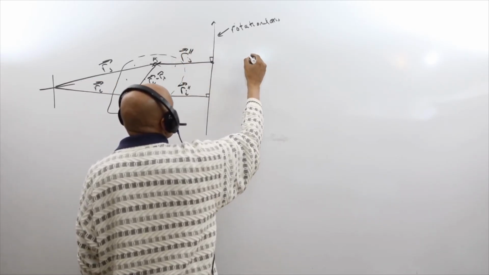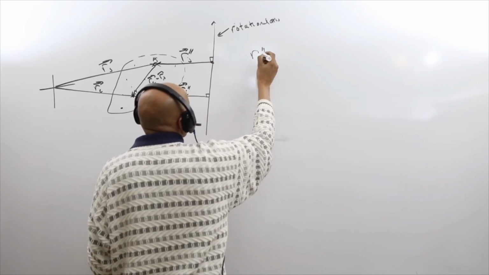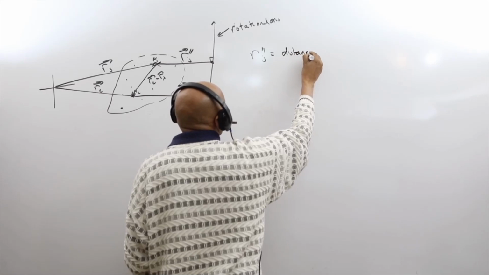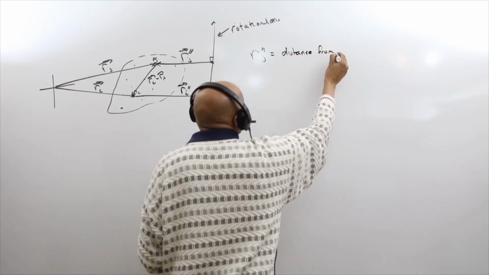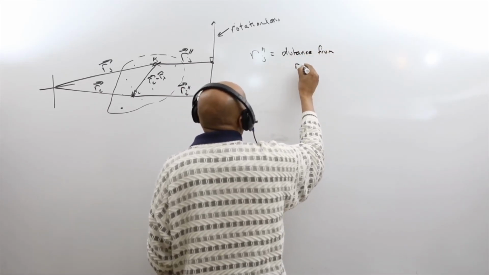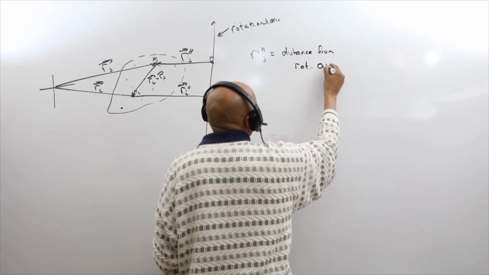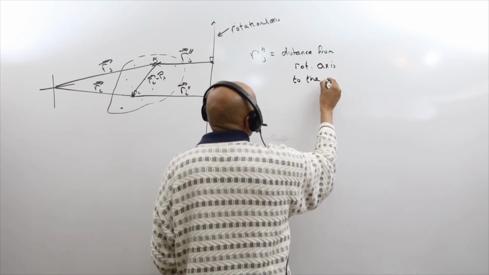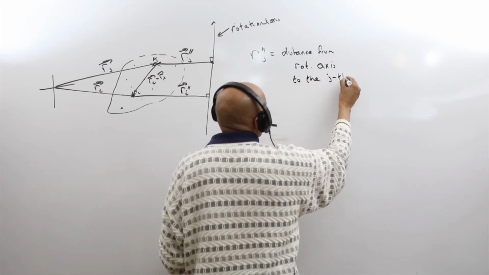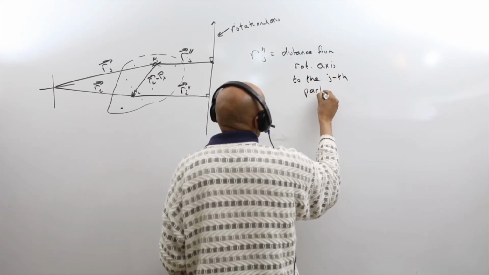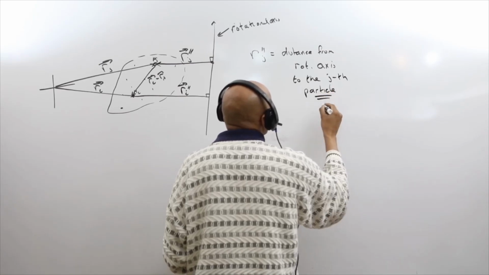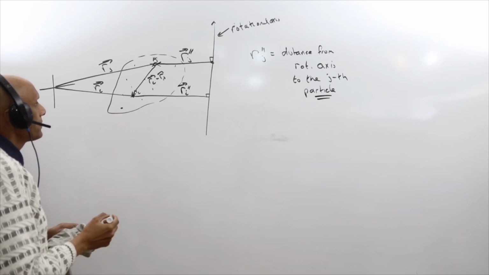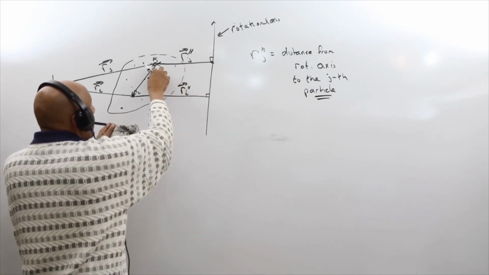So let's just make sure you understand. This R_j is the distance from the rotational axis to the jth particle. So this is the rotational axis to the jth particle. So now this jth particle, right?